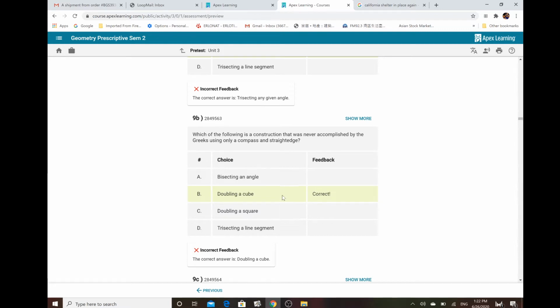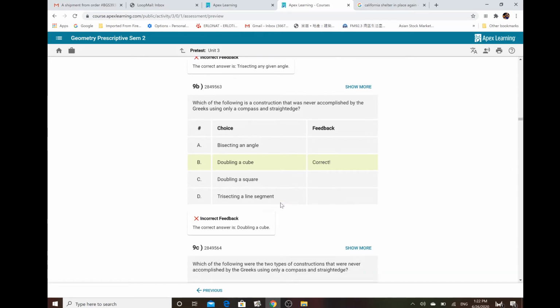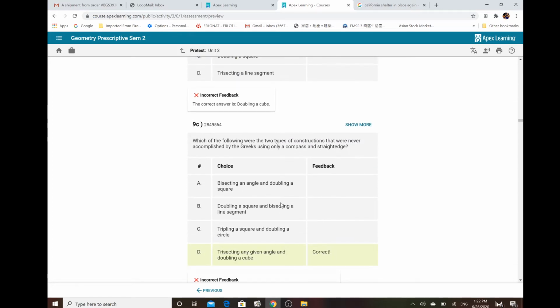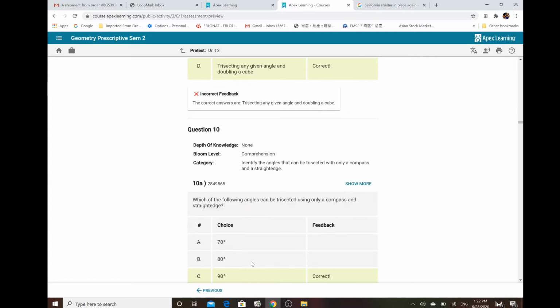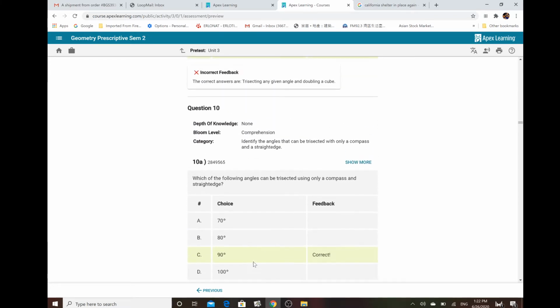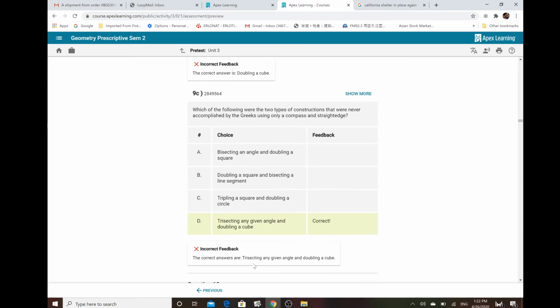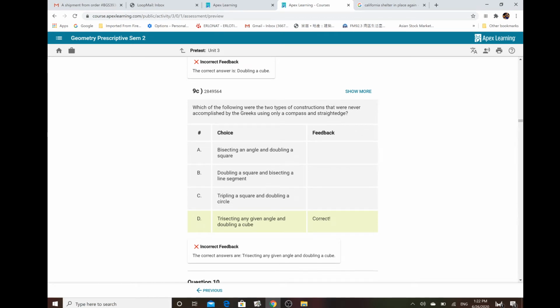Okay, so doubling a cube can be doubling a square, but it cannot be doubling a cube. Which of the following were the two types of construction that were never accomplished by the Greeks using only a compass and a straight edge? Trisecting any given angle and doubling a cube. So that's something the Greeks could not do before.